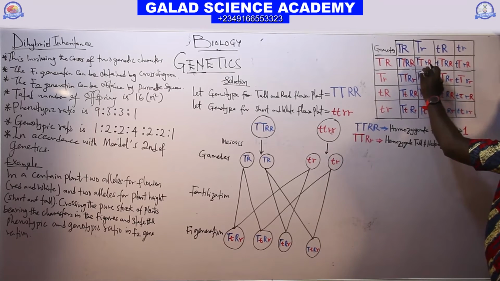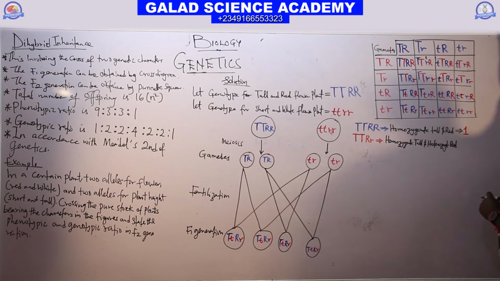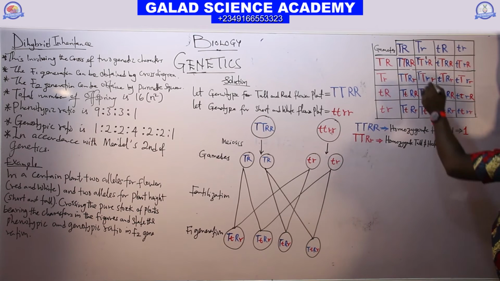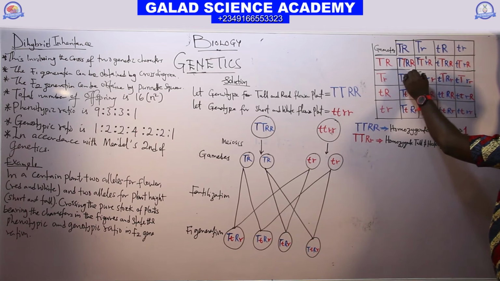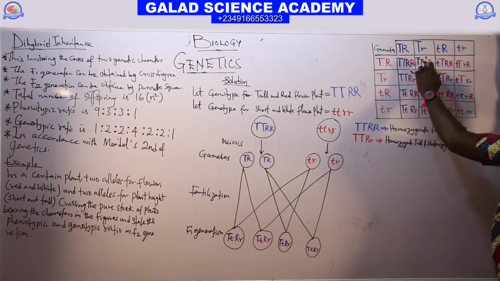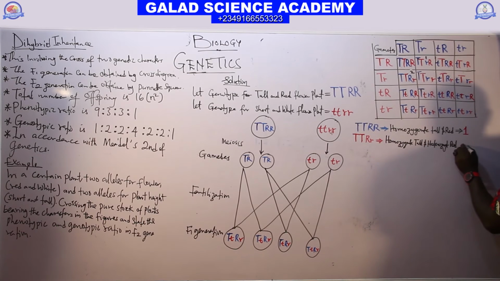Homozygous tall and homozygous what? Red. Yeah, let us count it. One. Homozygous tall, heterozygote red. We have two here. Homozygous tall, that is, we have one and two. So the answer here is two.